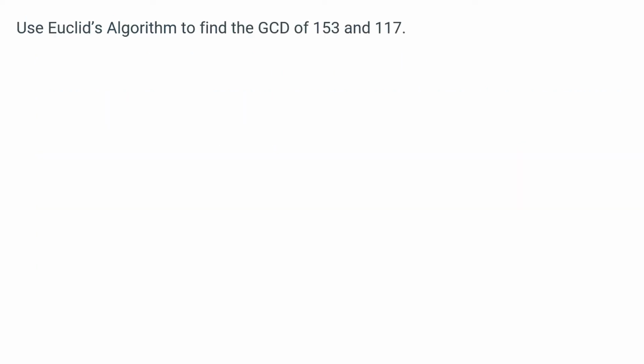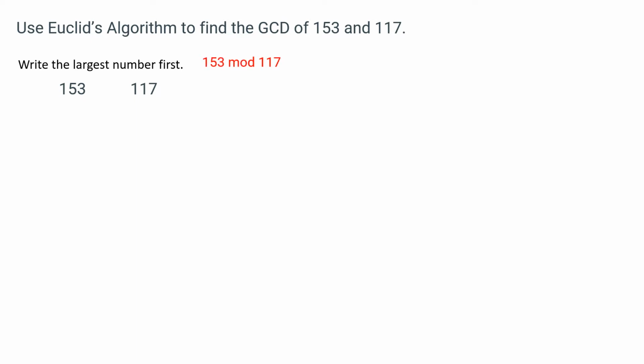So let's use Euclid's algorithm to find the GCD of 153 and 117. First of all, we're going to write a bunch of numbers all on one line. So start over to the left and write the two numbers that we need to find the GCD of. Write them there at the left and write the largest number first. Okay, so we'll write 153 first and then 117.